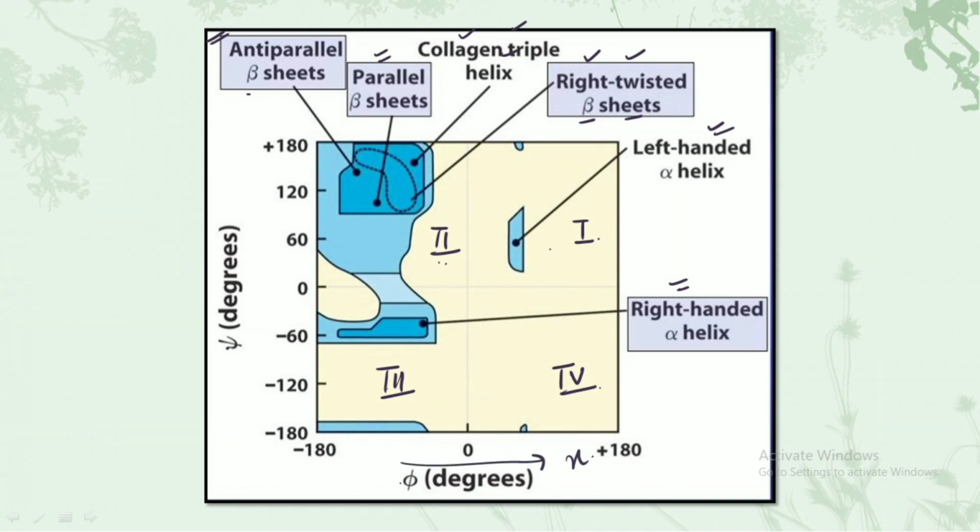So on the x-axis, we mark the phi angle, and on the y-axis, we mark the psi angle. The value is taken from -180 up to +180, and for the phi angle also the value is taken from -180 up to +180. So you have to remember about this. This is all about what you actually have to focus on in the Ramachandran plot.